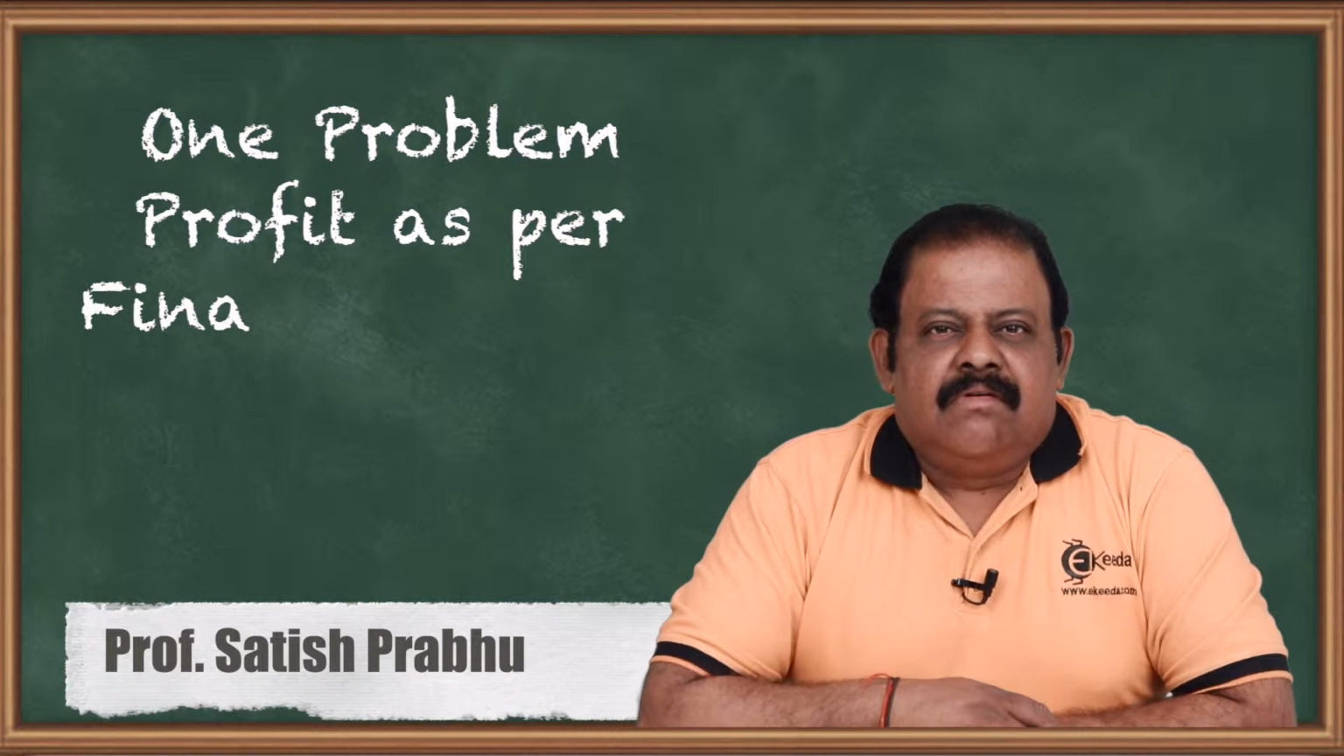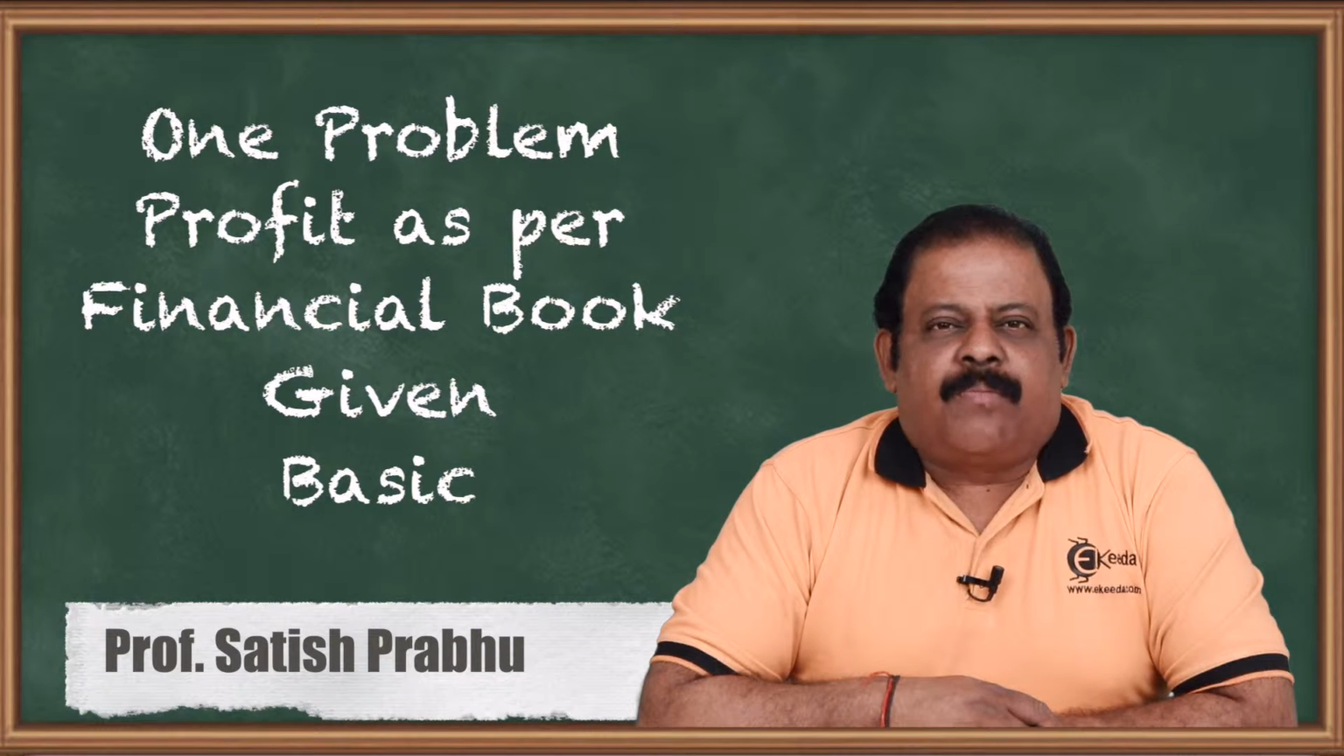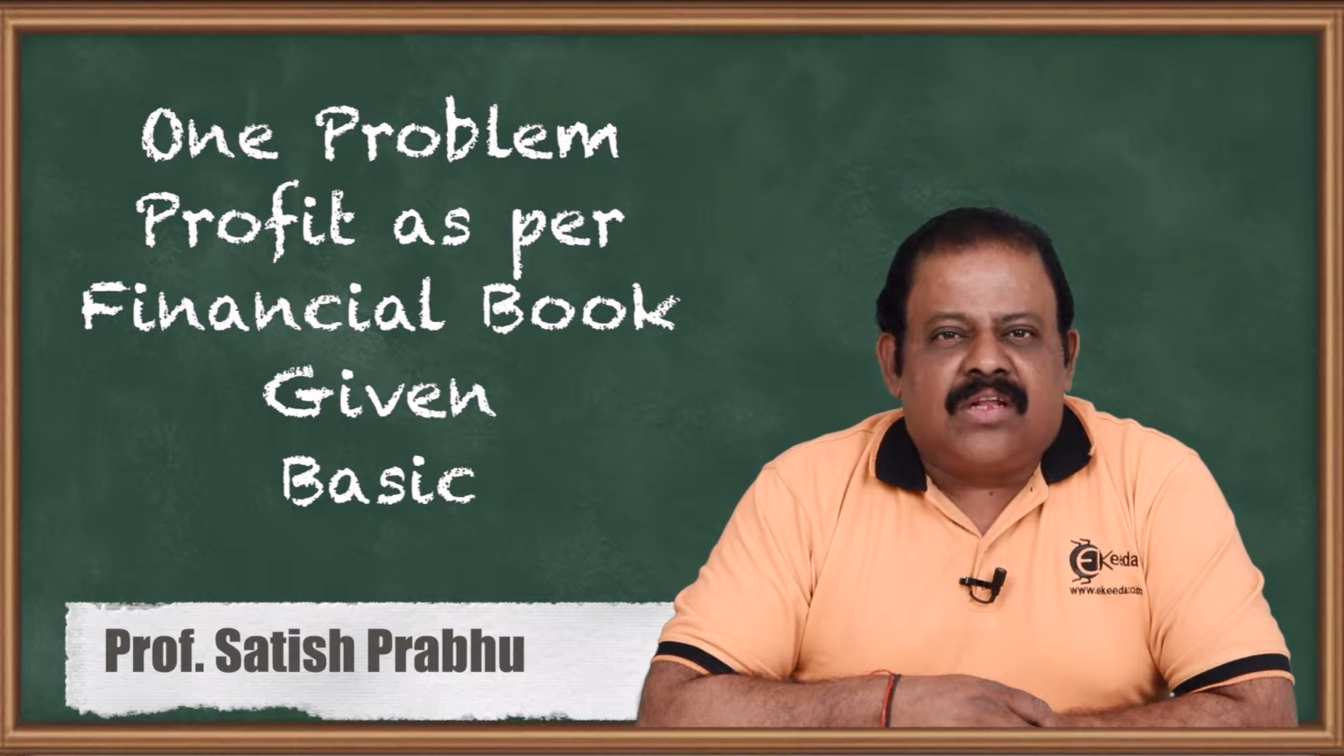Hello friends, we'll discuss one question on profit reconciliation statement where actual amounts in both the books, financial books and cost book, are not given. Amounts of difference is only referred in the question. In that case, how to solve the question? Let us understand.